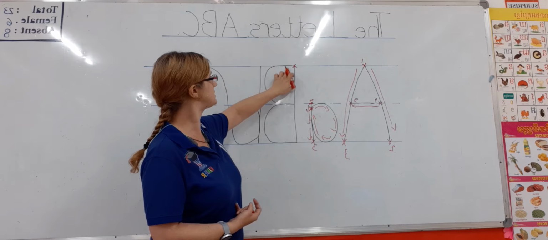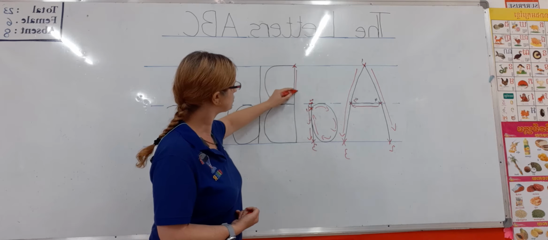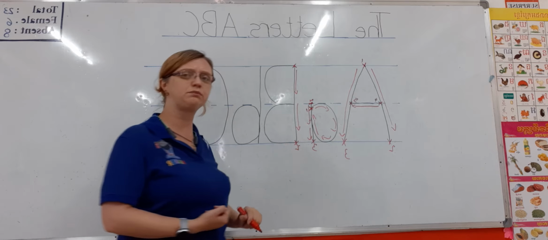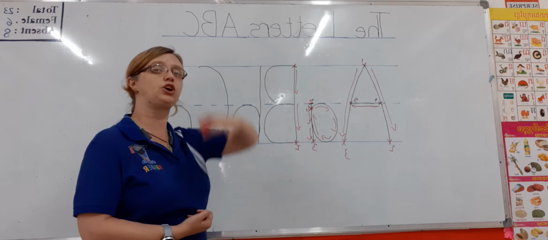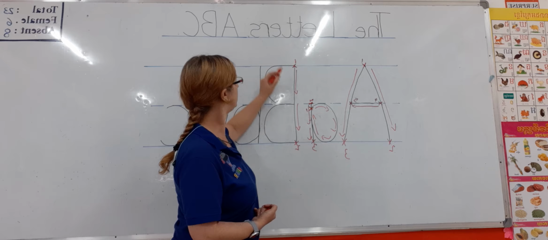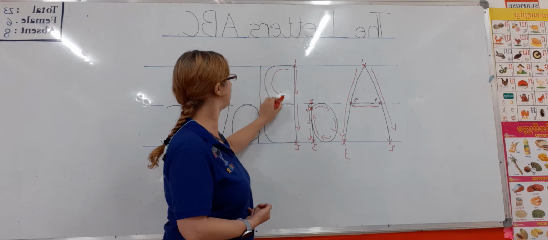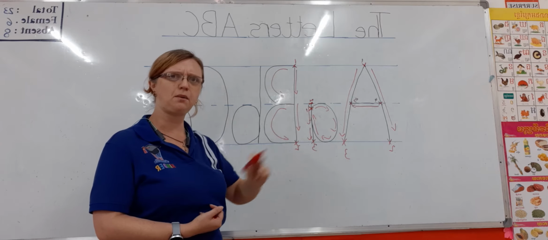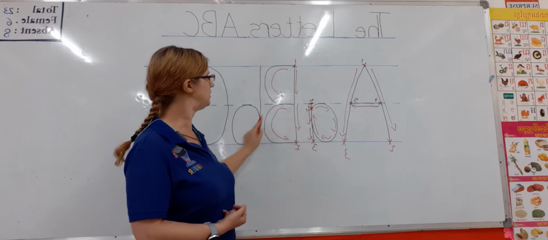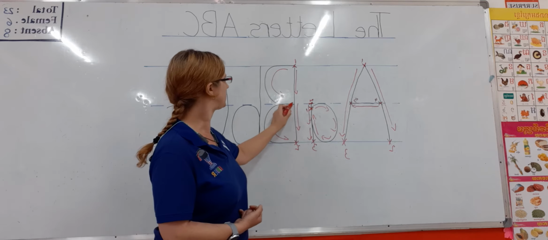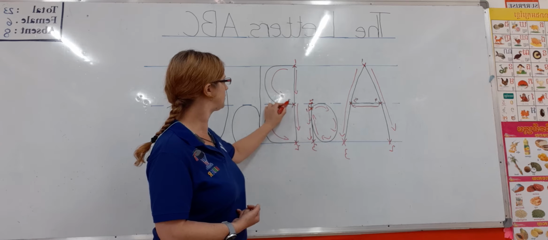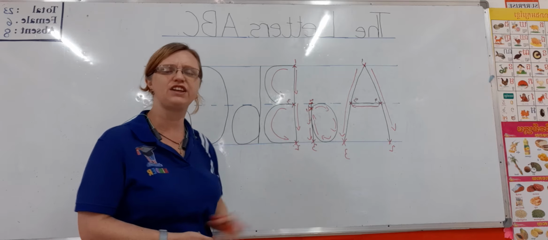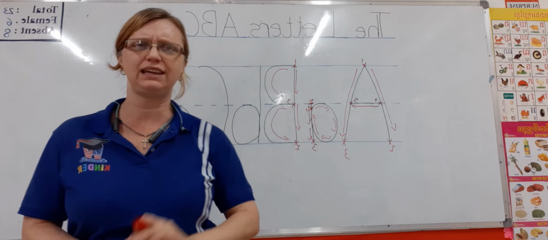Uppercase B starts at the top line and you draw a straight line all the way to the bottom there, point number 2. Then you go back to point number 1 and you're going to make 2 big bubbles. See? Bubble, bubble. And you connect there at point number 3 and then you meet up at point number 2 again. So there you have it, your uppercase B.